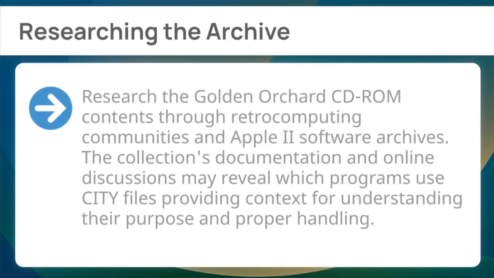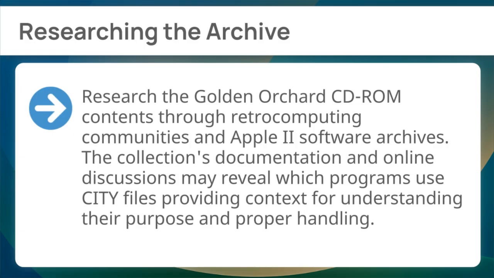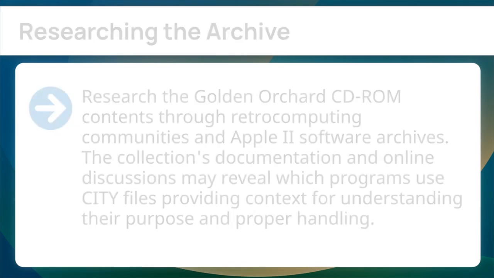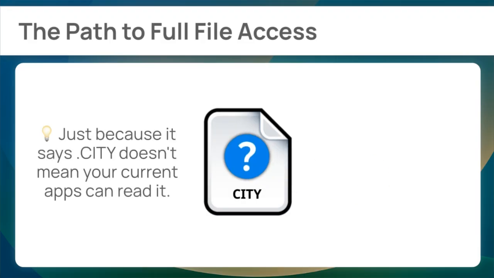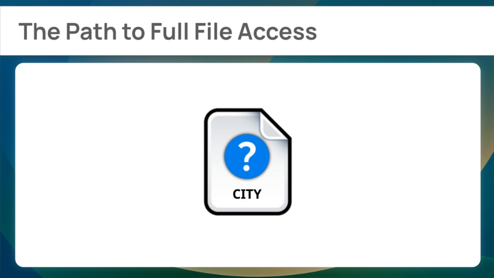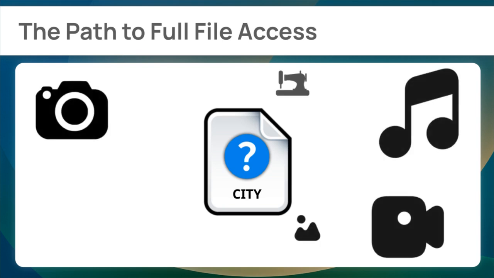Finally, researching the archive. Research the Golden Orchard CD-ROM contents through retrocomputing communities and Apple II software archives. The collection's documentation and online discussions may reveal which programs use CITY files, providing context for understanding their purpose and proper handling. If compatibility checks failed, it is likely because the file extension name is shared by different developers for unrelated formats, causing your PC to use the wrong reading language.